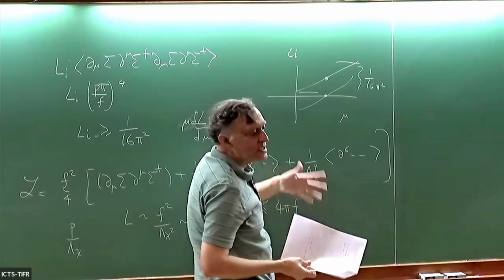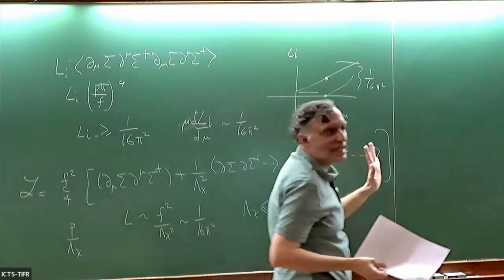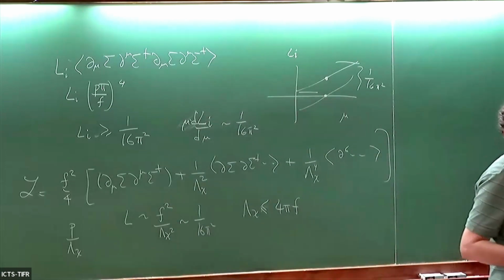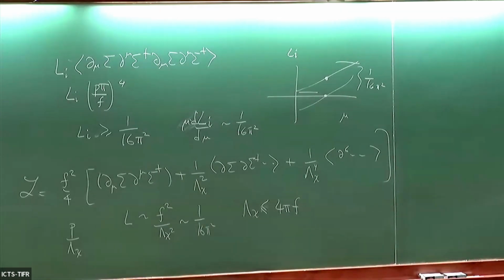So this is not a rigorous argument in that sense, okay? It's just an estimate of what's going on, but it's still very helpful because it tells you how to estimate sizes of terms which you haven't included.